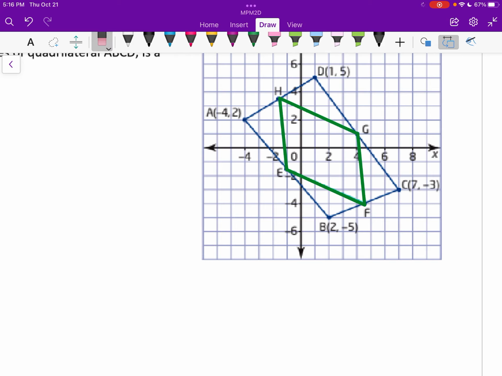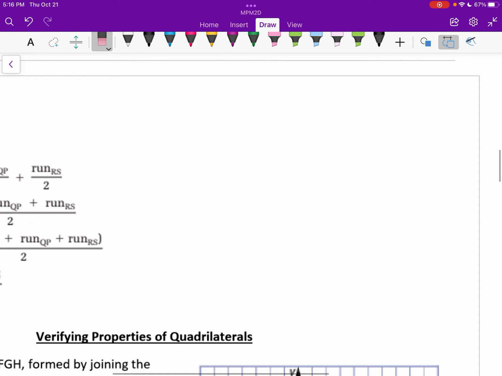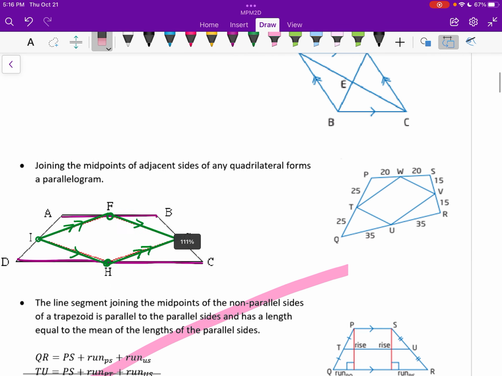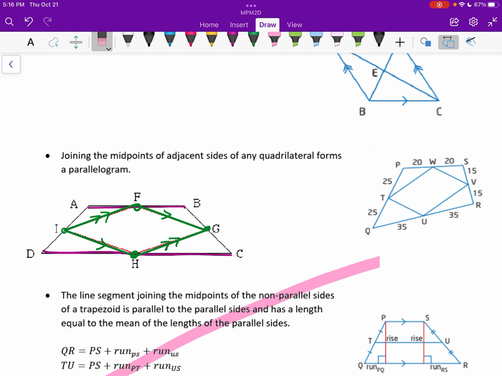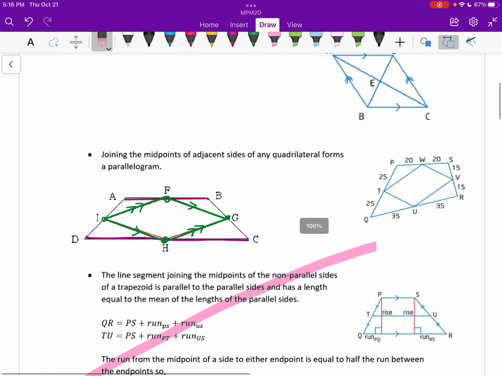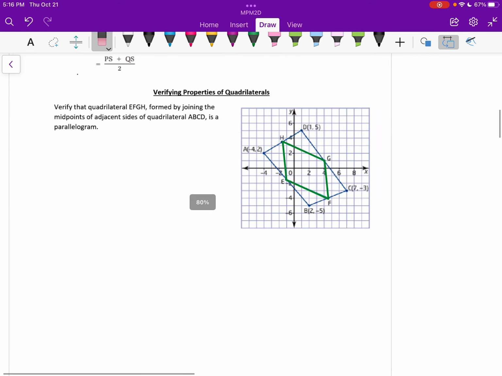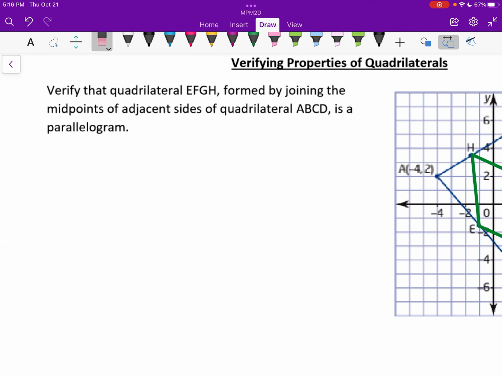And we know that it is because we know from the rule up here, right, that joining midpoints of adjacent sides of any quadrilateral forms a parallelogram. So we know that to be true. We just want to prove it, right? So let's go ahead. If we want to prove that this is a parallelogram, what we need to do is find that both sides, right, are parallel to each other. So there's two opposite sides which are parallel to each other.